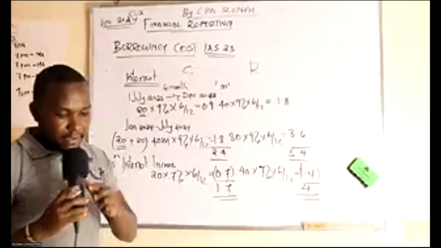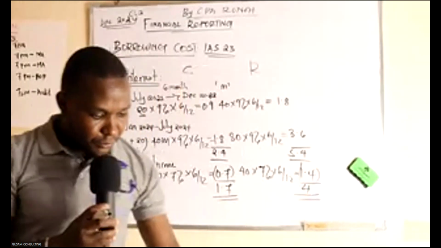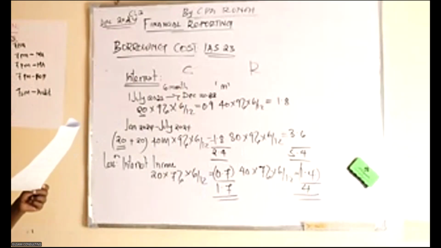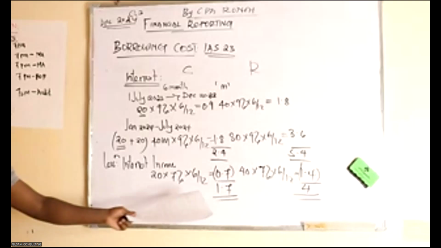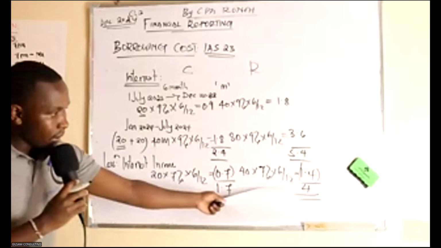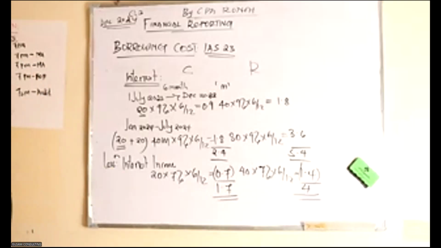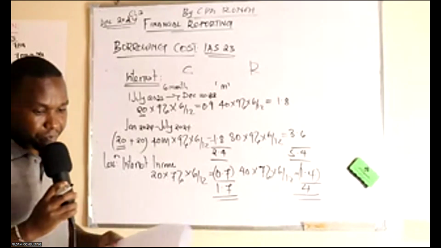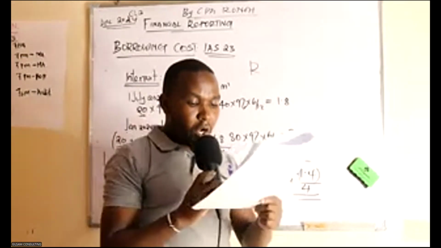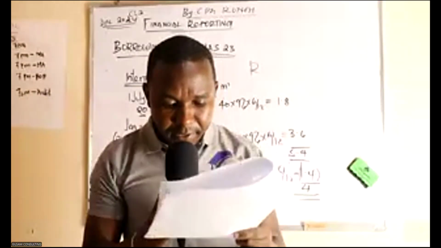So we have answered the first part of this question, which is to determine the borrowing cost to be capitalized for each of the projects as at 30th June 2024. So this is the cost to be capitalized. That one was going for 4 marks. And then number two asks you to compute the value of the investment.